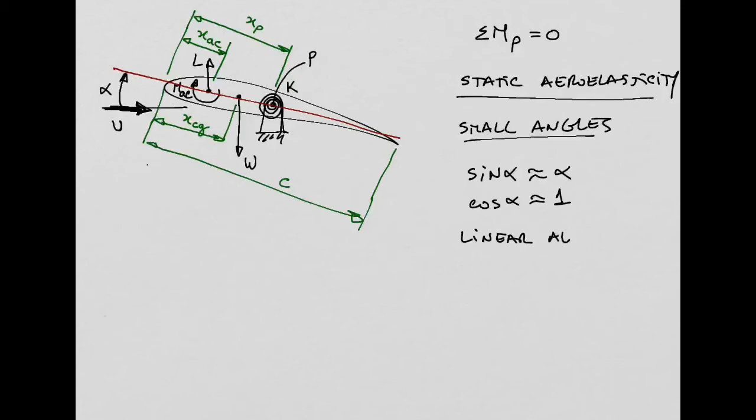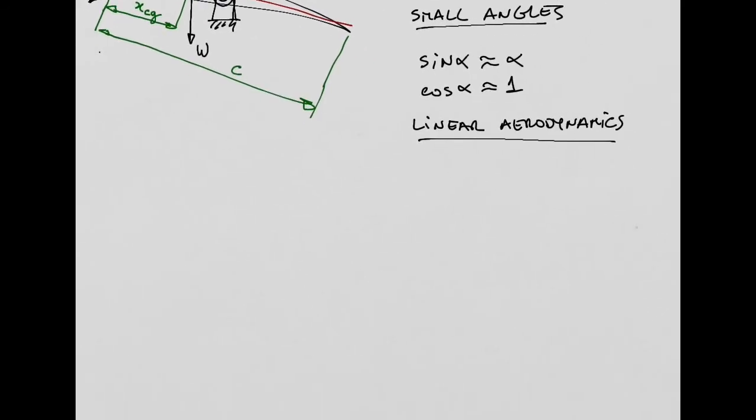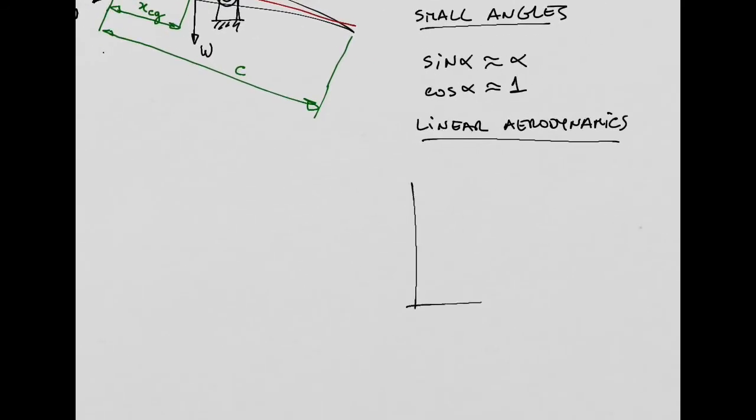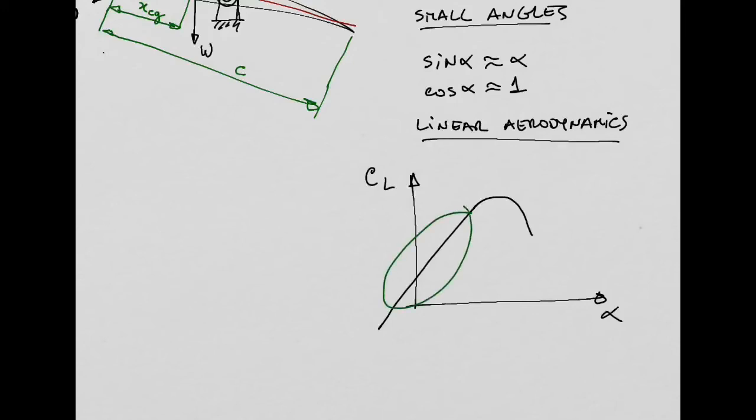We are also going to use linear aerodynamics. What is this? Well, I think you should know by now, but just in case, you remember the lift coefficient versus the angle of attack. You get curves like this for a cambered airfoil, and then you get the stall and something like that, right? Remember these curves from aerodynamics? So linear aerodynamics means we are in this region here, in the linear region of our airfoil.